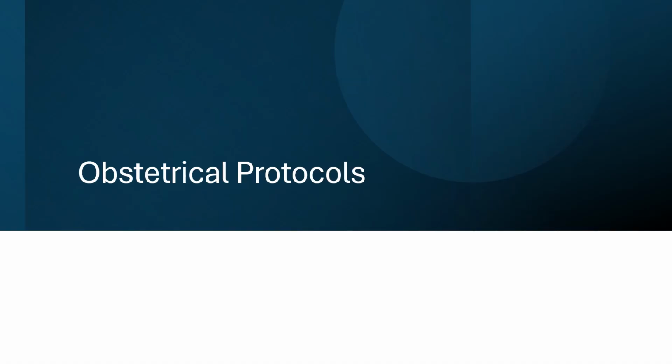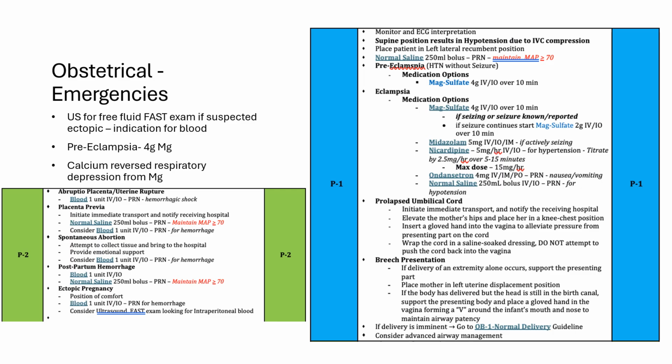Perfect. Sexual emergencies, I've got a bunch listed here. The big thing is, if we suspect an ectopic, do a FAST, because if they have free fluid in their belly, what happens? They're dying, they're bleeding out. We also have blood on here, right? Blood is an option in these patients if you need it. They're unstable, they meet criteria.